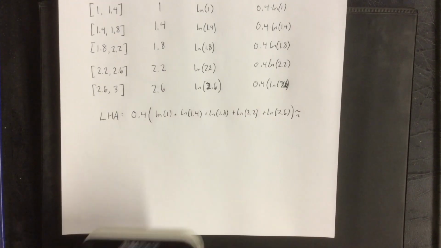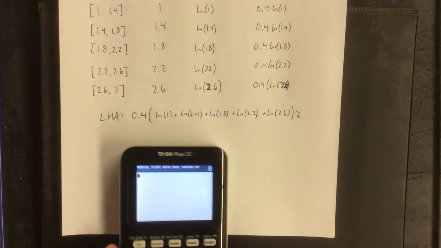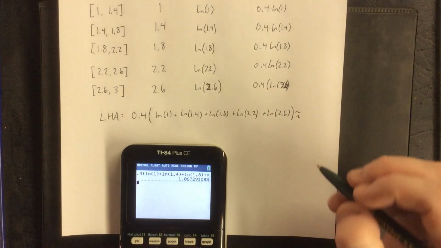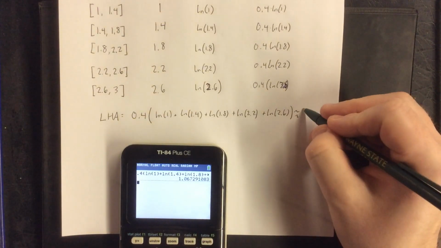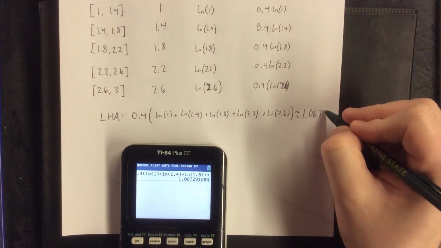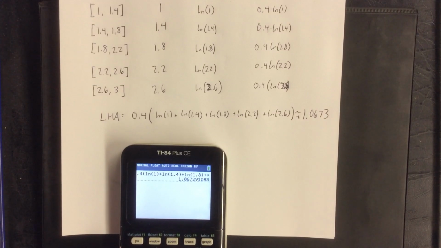So with that in mind, I'm going to grab my graphing calculator and do exactly what I just said. 0.4 times parentheses natural log of 1 plus natural log of 1.4 plus natural log of 1.8 plus the natural log of 2.2 plus the natural log of 2.6. We'll also round that off to a reasonable number of decimal places. Let's go for 4 decimal places. So 1.067 with a 29, we'll round that up to 3.